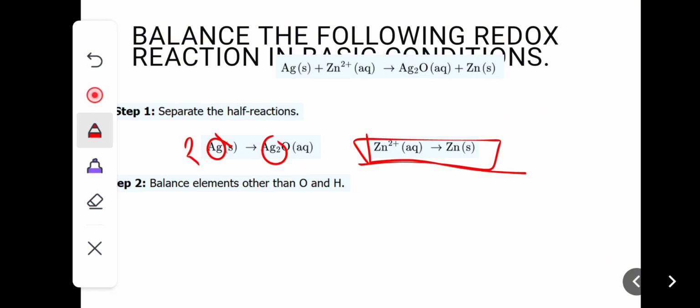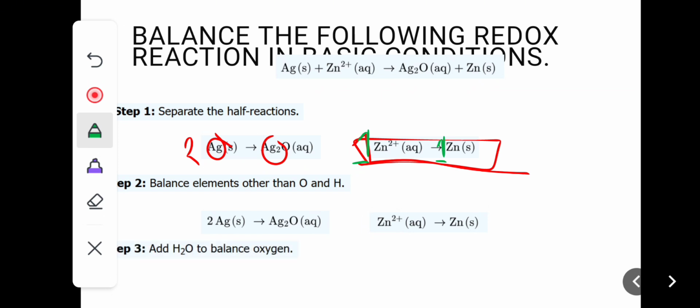But with the zinc, I feel the zinc is already balanced. There's 1 atom of zinc this side, 1 atom of zinc this side, and also 1 atom of zinc this side. So this one is balanced. So we're going to have something like this, and something like that. That is how you balance all the elements aside from oxygen and hydrogen.